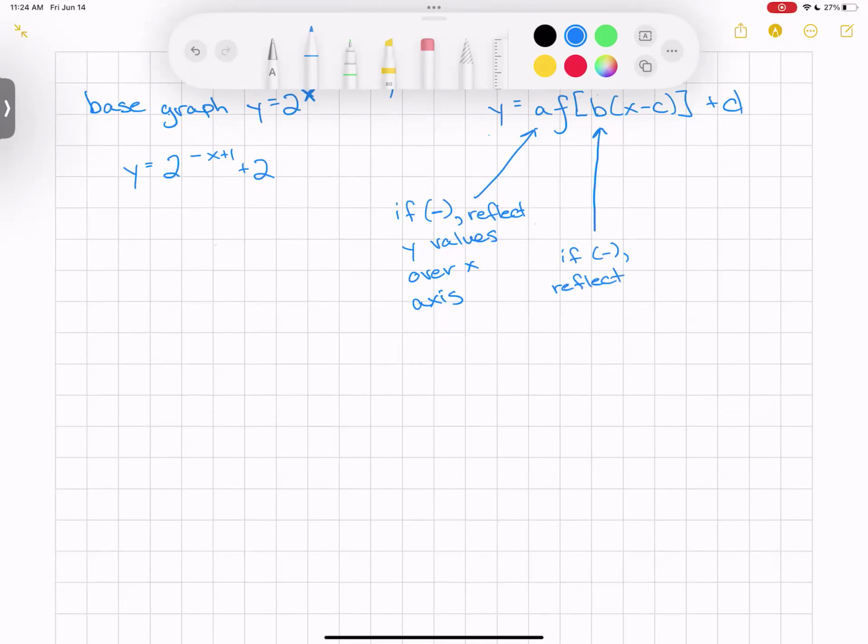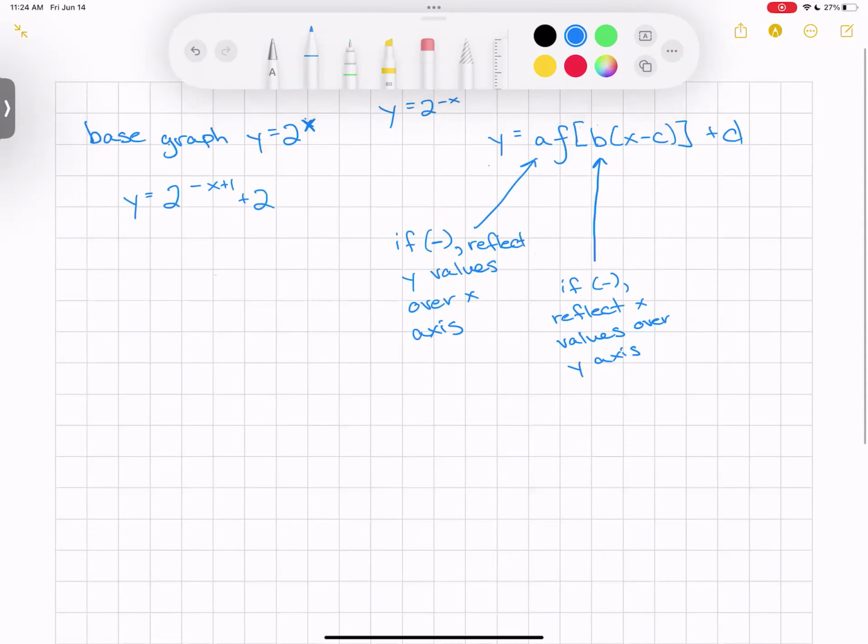And if it's a number like 2 or 5 or 1/2, then we're talking about horizontal stretches and shrinks. But if it's negative, reflect x values over the y-axis.